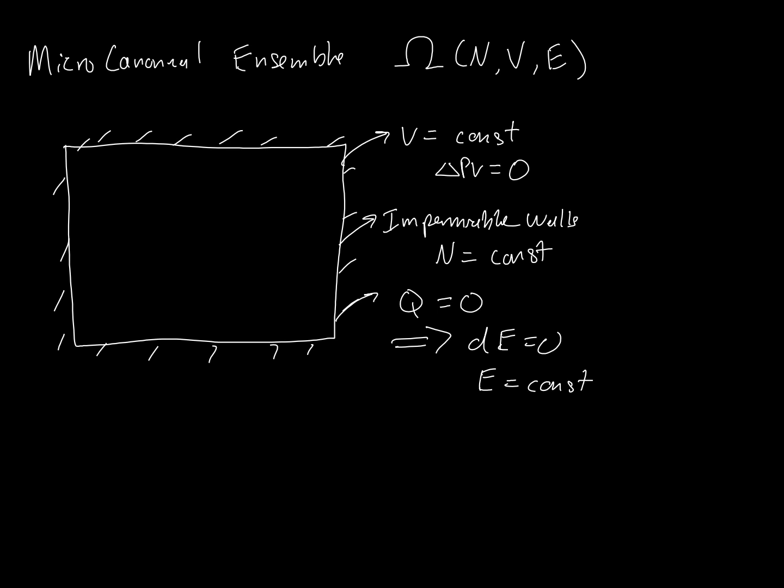So according to the equal a priori probability principle, I think is what it's called officially, that means every single state in the system is equally probable, right? Because the total system energy has to be constant to a value that we specify. So in the microcanonical ensemble, all states are equally probable.